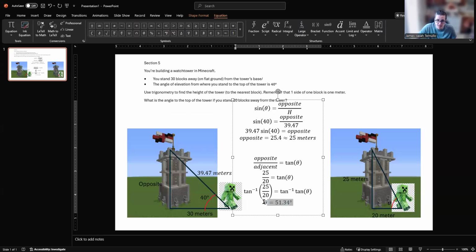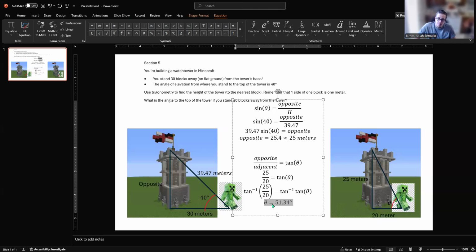Now, this should make sense. As a sanity check, if you walk closer to the tower, your angle should get larger. If you walk farther from the tower, your angle should get smaller. But since we're walking closer to the tower in the second problem, our angle needs to be bigger. So when we calculated it, we found out that our angle went from 40 degrees up to 51.34 degrees, which is an 11.34 degree gain over this 10-meter distance we walked.